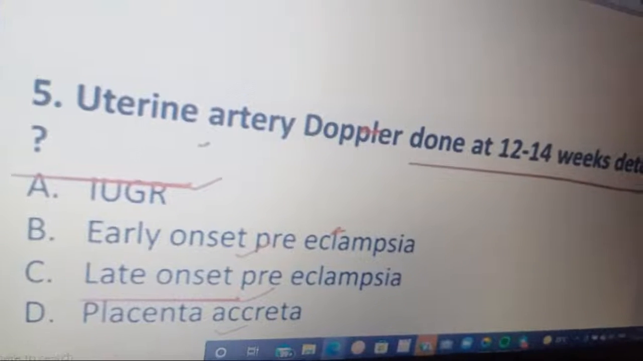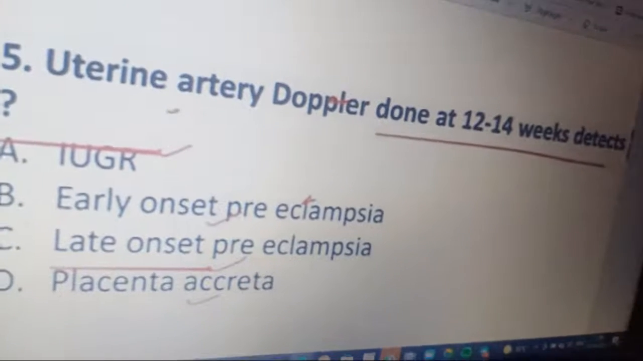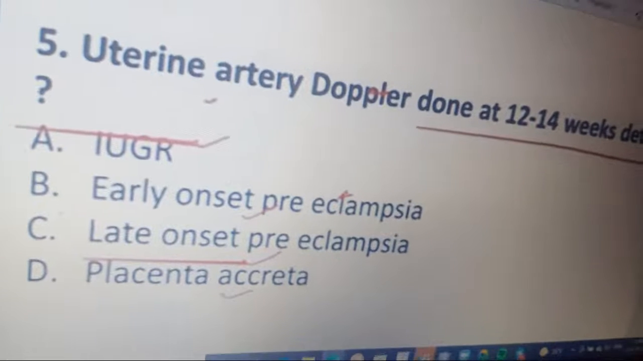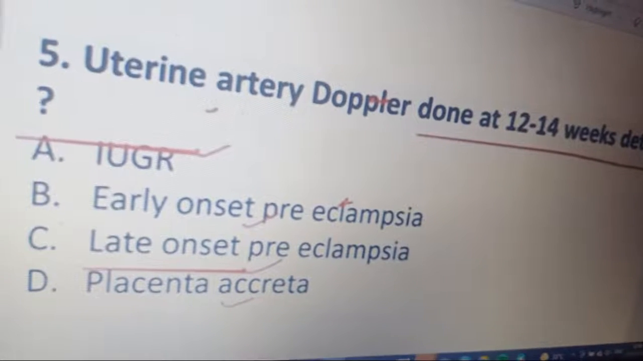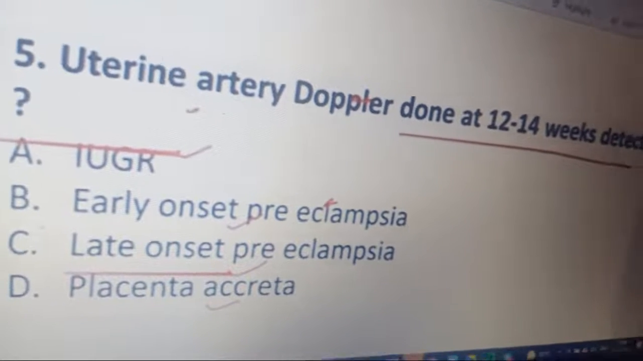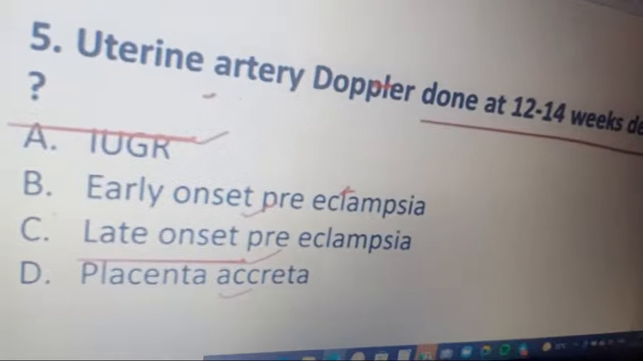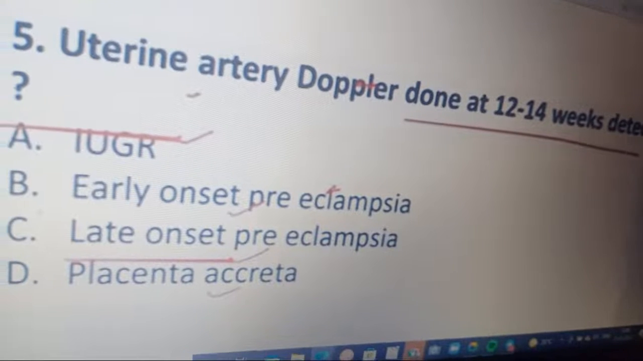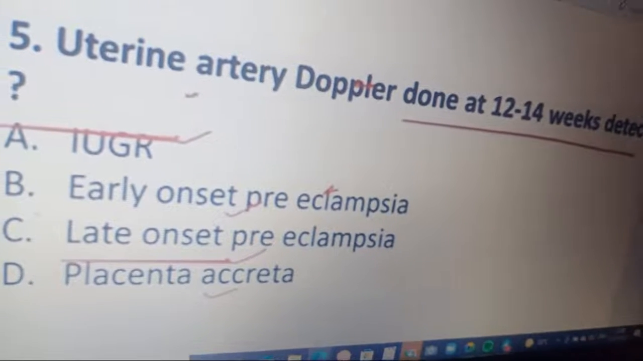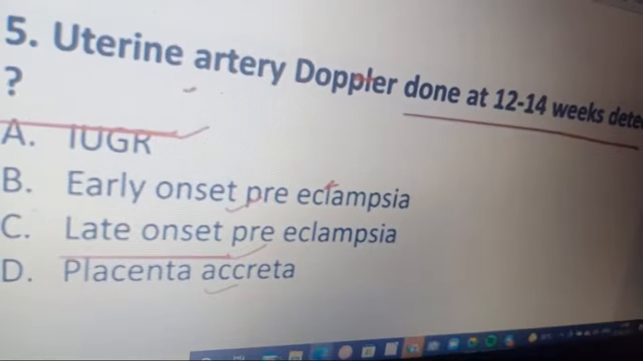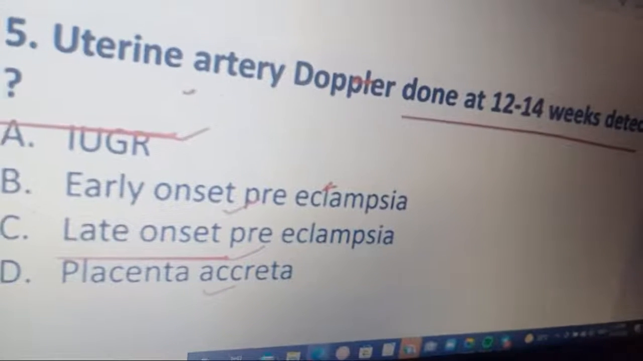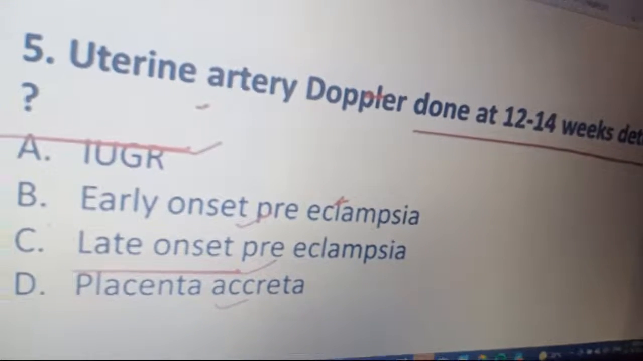Doppler was done at 12 to 14 weeks of gestation. For IUGR we do the umbilical artery Doppler. For placenta accreta we are not doing that at 12 to 40 weeks. For early onset preeclampsia we do it at 12 to 14 weeks. Okay, the answer here will be this.